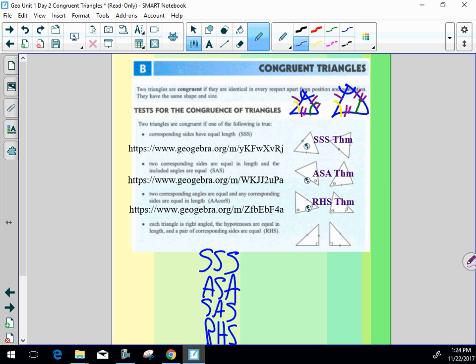Does everything have to match, though? Do all three have to match? All angles have to match? Yes, but do we have to prove every one of those? No. We can shortcut it a little bit by looking at these four.